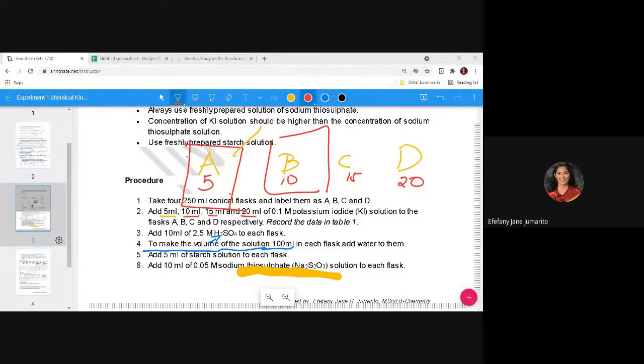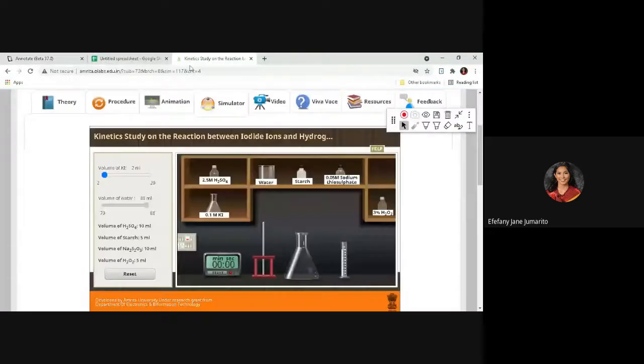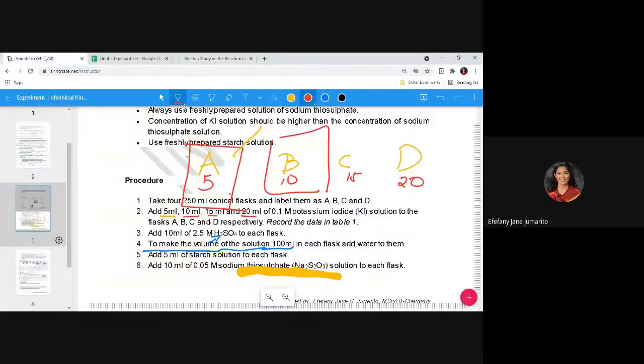But actually, we are in procedure, ano, Jud? Sa letter B na tanong, so you will read that one as take 250 ml of conical flask, then label as B. Okay, so letter B na ta. Let's go. Now we have our conical flask. Okay, procedure 2. Let's move on to procedure 2.